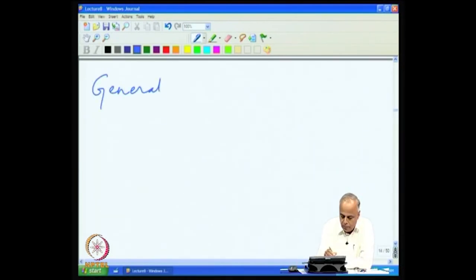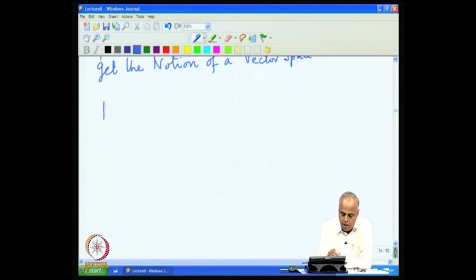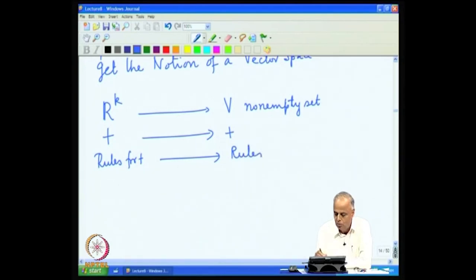Generalize all these, we get the notion of a vector space. So, what is it? We had Rk, we have to replace this by an arbitrary non-empty set. Then on Rk, we had an addition that will have to be generalized to an operation plus on V. Then we had the rules for plus and they will have to be generalized as rules for plus.